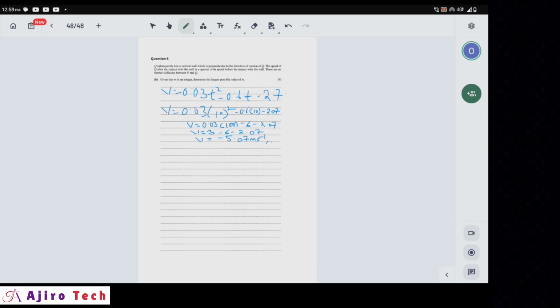So if we find the magnitude, it will be 5.07 meter per second. So the displacement is negative 40.7 meters, and the speed at which it's moving is 5.07 meter per second after finding the magnitude.